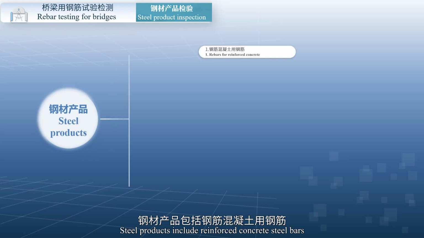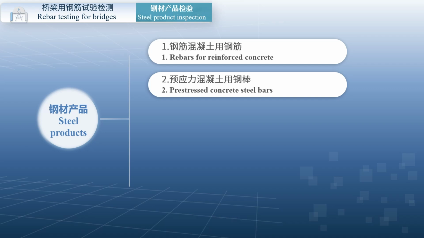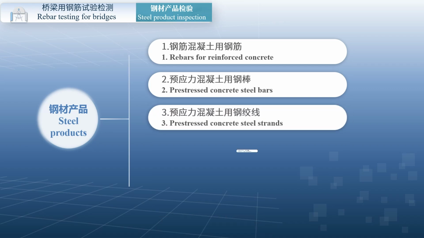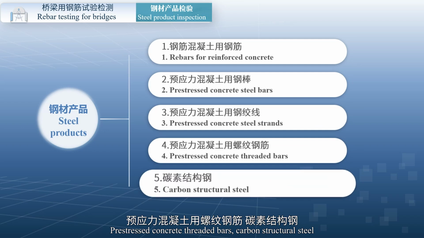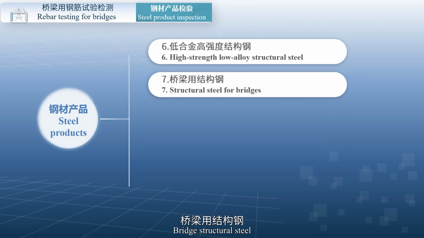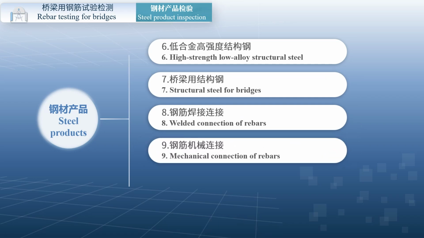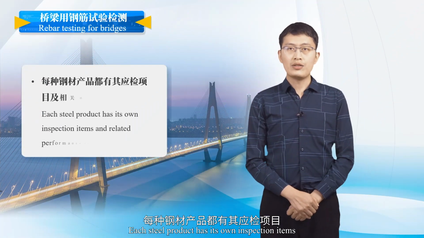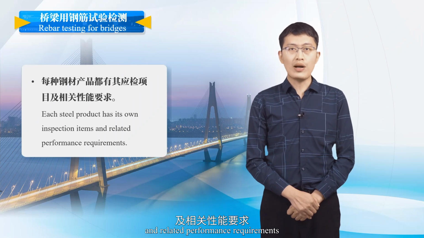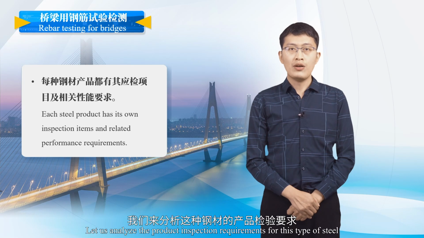Steel products include reinforced concrete steel bars, steel bars for pre-stressed concrete, pre-stressed concrete steel strands, pre-stressed concrete threaded bars, carbon structural steel, high-strength low-alloy structural steel, bridge structural steel, steel bar welding connection, and steel bar mechanical connection. Each steel product has its own inspection items and related performance requirements. Taking reinforced concrete steel bars as an example, let us analyze the product inspection requirements for this type of steel.